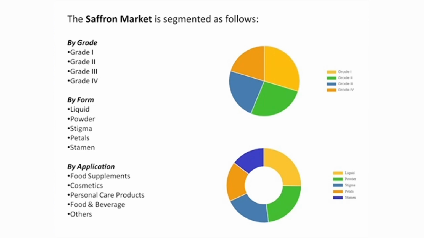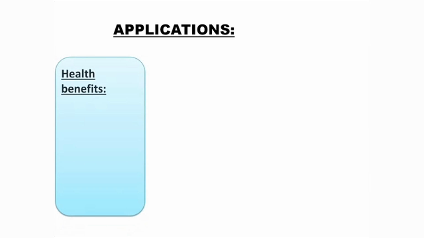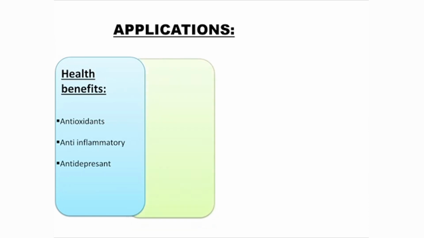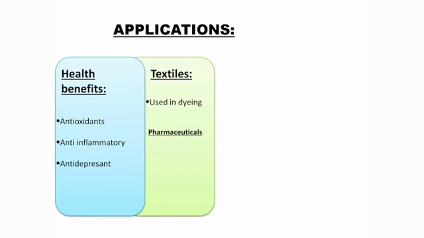And by application, the saffron market generally comprises food supplements, cosmetic products, personal care products, the food and beverage industry, and others. We see later on the applications where we use saffron. Saffron has various health benefits: it is used as an antioxidant, anti-inflammatory, and also as an antidepressant. The next one is the textile industry, for dyeing purposes. And in the pharmaceutical industry, we also use saffron for the treatment of depression, Alzheimer's disease, and also cancer.